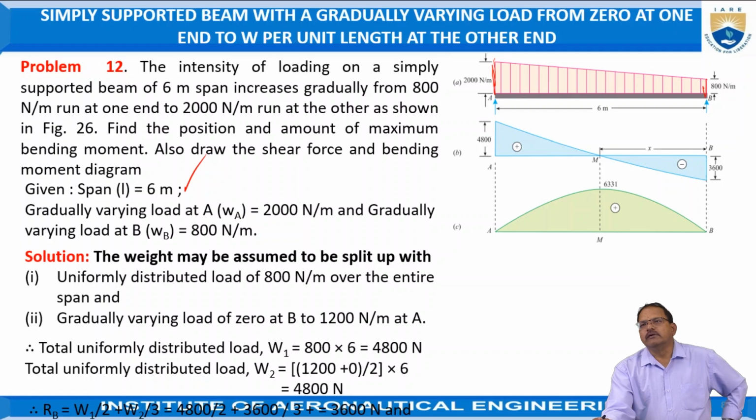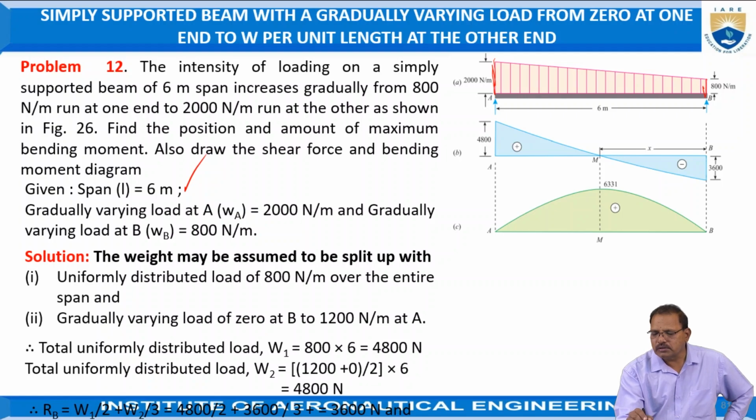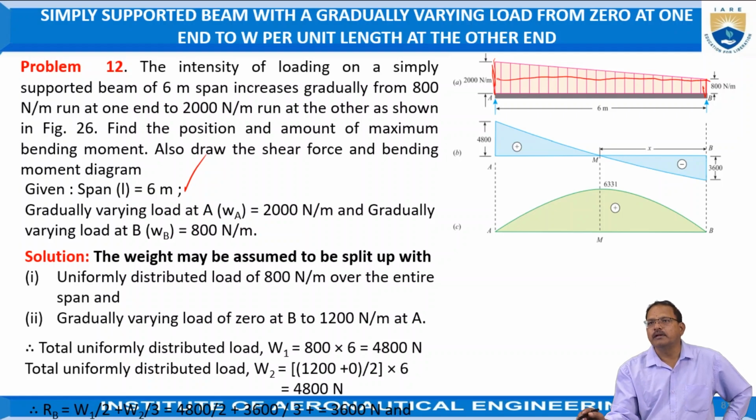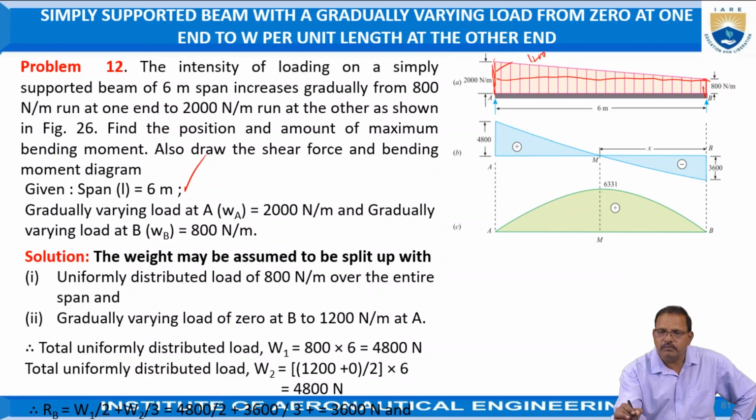Here this weight is given. It is assumed to be split into two forms. From 8 meters, 800 Newton per meter, if you draw the lines horizontal parallel to the beam, it is treated as a combination of uniformly distributed load and gradually varying load. So a uniformly distributed load of 800 Newton per meter over the entire length of the span is acting, and the gradually varying load is varying from 0 at B position, and at the other end it is equal to 1200 Newton per meter. It is increasing per unit length at A.